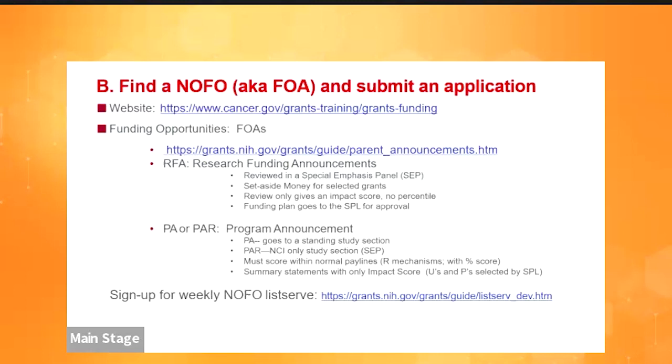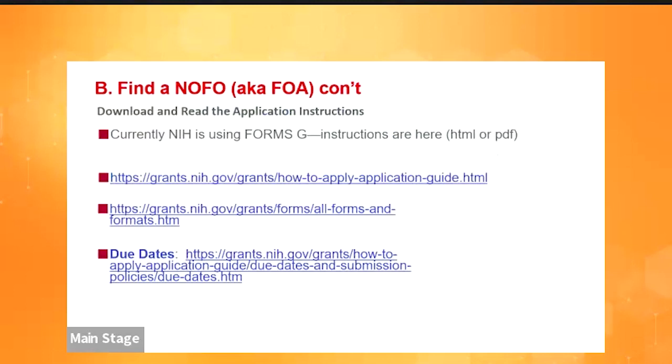There's the website, there's funding opportunities. There's 2 basic flavors. One is an RFA. It only gives you an impact score, does not give you a percentile. It does not have a pay line. All of the grants are individually selected by the senior leadership. And then there's a PA. And those have pay lines, goes through the normal motions. You can sign up for a weekly listserv that will drop all of the new and changes to any funding opportunities every single week. Sign up for it. It drops into my mail every Friday afternoon about 4 o'clock. It'll really provide you with an ongoing understanding of what topics are of interest to the NCI.